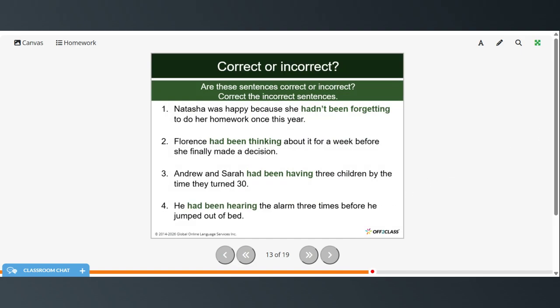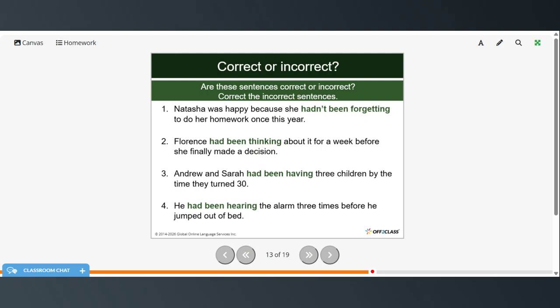Now look at the following sentences and decide if they are correct or incorrect. And if they're incorrect, you can go ahead and correct them in the comments. You can pause the video, try these on your own, and then restart when you're ready to check your answers. So, Natasha was happy because she hadn't been forgetting to do her homework once this year. Well, that would be incorrect. It should be because she hadn't forgotten.